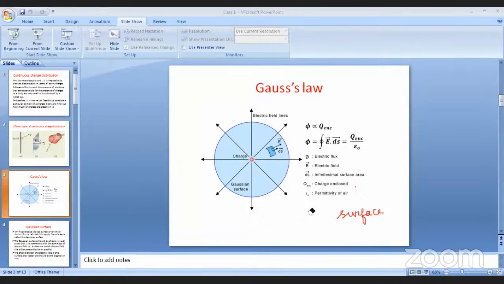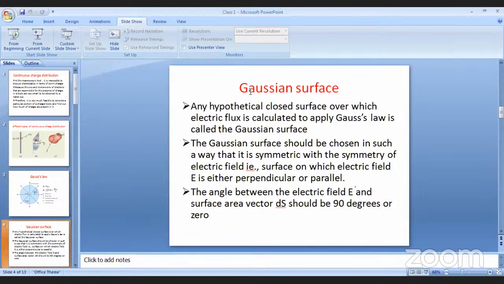Now we are going to discuss some of the properties of this Gaussian surface. What is meant by a Gaussian surface? It is nothing but a hypothetical surface. This kind of surface doesn't actually exist, but we imagine a surface around the charge distribution for which the electric flux is to be calculated. This hypothetical surface should also be a closed surface.